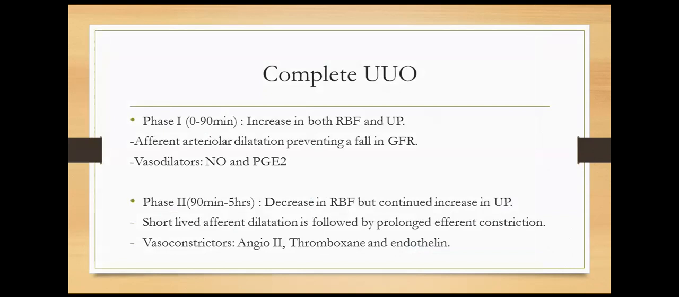This is just in words what I've just explained. It tells you that there is an increase in renal blood flow and ureteric pressures as a result of the obstruction. Why would one believe that the glomerular filtration rate will then fall? But as I've said, you get this vasodilator action from inducible nitric oxide and prostaglandin E2 from the contralateral kidney, which prevents that fall and maintains it. And then in phase 2, as I've said, which lasts up to 5 hours, the decrease in renal blood flow is continued while the ureteric pressures remain high.